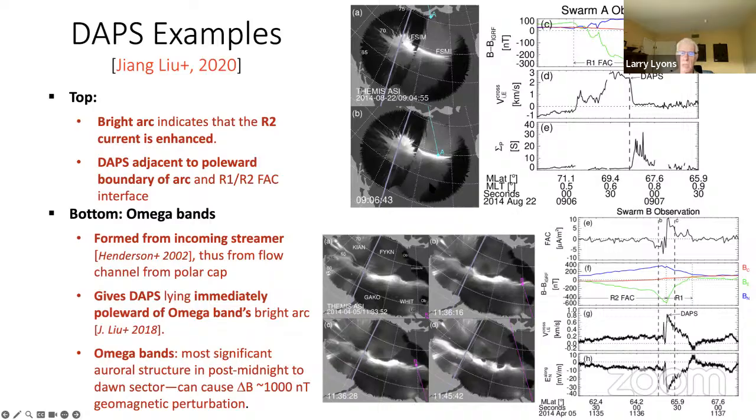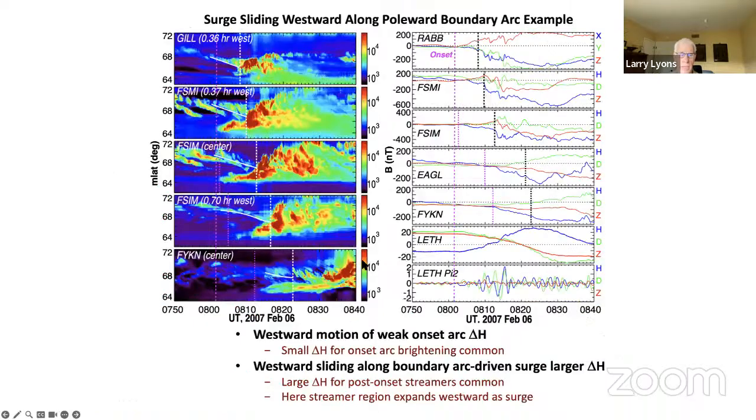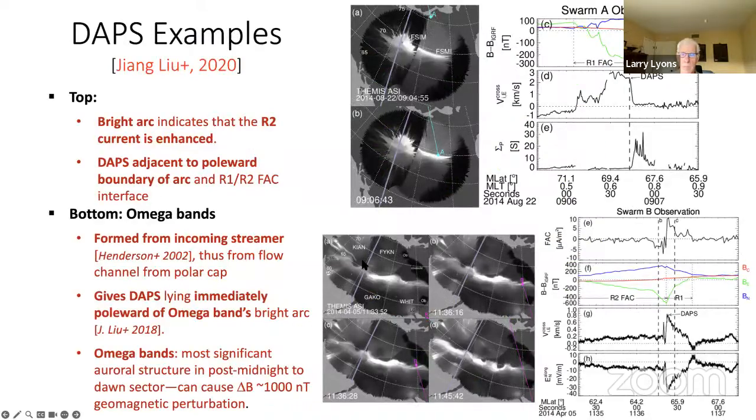Now, sometimes on this arc along the poleward boundary of the post-midnight aurora, we get these waves, which we call omega bands. And initially, Mike Henderson shows that these form from incoming streamers, and thus they're also formed from flow channels from the polar cap. And in fact, you can see that again in Zhang's paper, that here comes a Swarm spacecraft coming poleward. Here it crosses the omega band boundary. And again, it's right at that region 1, region 2 field line current.